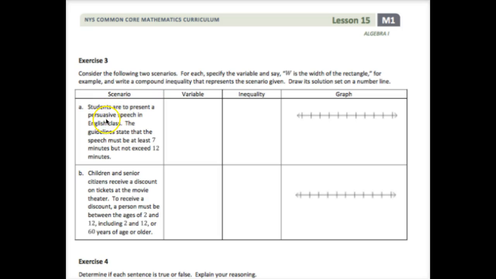Students are to present a persuasive speech in class. So the variable is speech. S equals speech. Don't make it hard. Okay? Sorry, my writing is so terrible. The guidelines state that the speech must be at least 7 minutes, but not exceed 12.